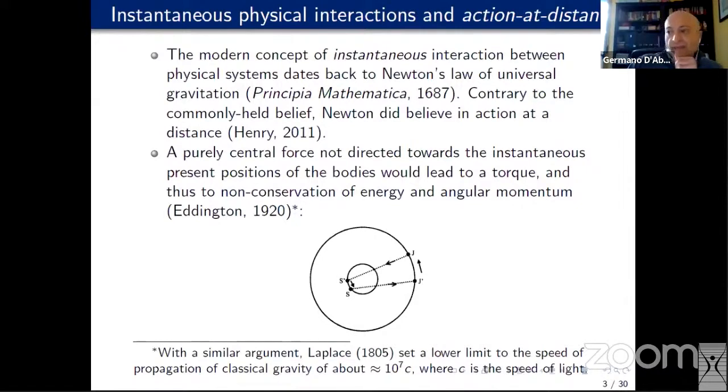Remember, for instance, the example with Jupiter and the Sun made by Eddington in his book Space, Time, and Gravitation of 1920. This figure has been taken from that book. Following the same logic, Laplace showed that in order for the Earth-Moon system to be as stable as it appears to be, the speed of propagation of classical gravity needs to be orders of magnitude greater than the speed of light. In particular, Laplace estimated that the speed of propagation of classical gravity should be of the order of 10 to the 37 times the velocity of light.